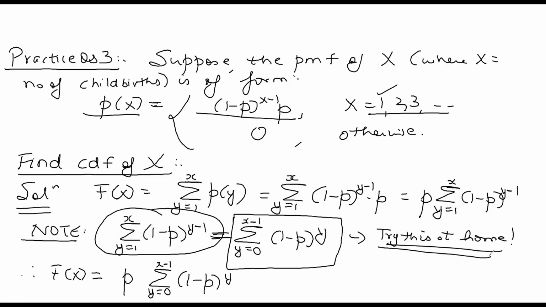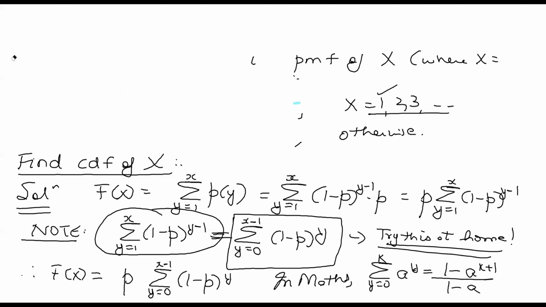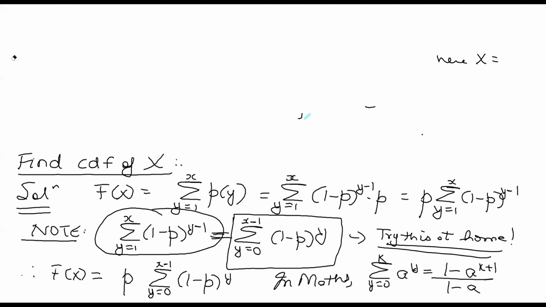Okay, and now understand this. In maths we have done, there is this formula that summation as y goes on from 0 to k, a to the power y is (1 minus a to the power k plus 1) upon (1 minus a). So if I apply this formula here, what will I get? This is a formula in maths. This will be given to you as a hint in the question.